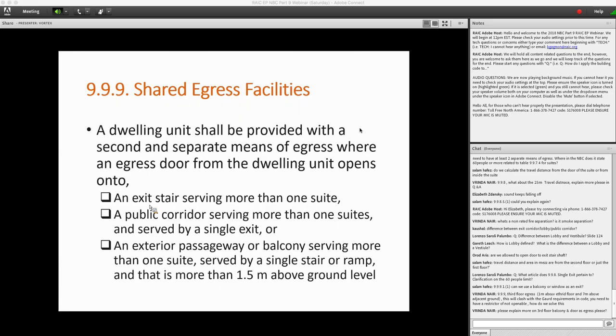Or a public corridor that serves more than one suite. That is also a shared egress facility. Or an exterior passageway or balcony serving more than one suite, served by a single stair or ramp, and that is more than 1.5 meters above ground level. So that is more or less linked to our previous slide, where we had the doors from the dwelling units opening into an exterior passageway that is shared between the two dwelling units. And for that matter, you would have to provide a second and separate means of egress from the dwelling units.